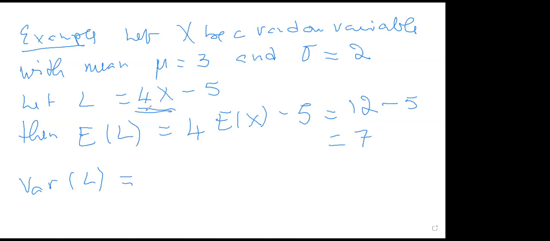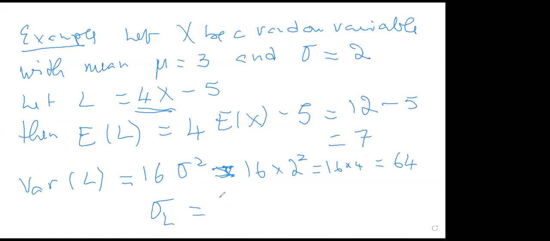Now the variance of L will be, for the variance, you only consider the term with x, and you square 4 to have 16 times the variance of x. Which is equal to 16 times 2 squared, which is 16 times 4, equal to 64. And the standard deviation of L will be 8. You can observe here that it's just 4 times 2, but we take the absolute value because we are going to square it before we take the square root.